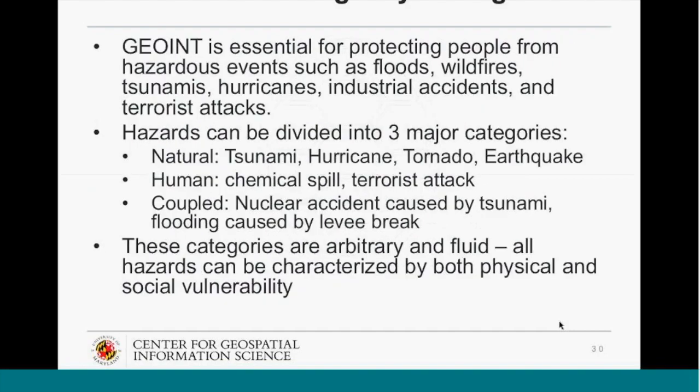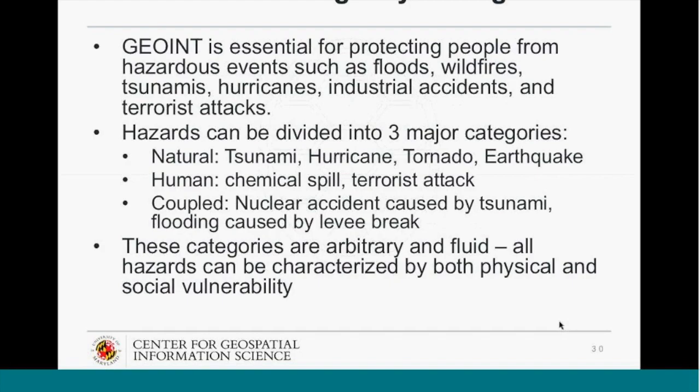All right, so let's move on to the main topic that I want to focus on for the rest of the lecture today, which is hazards and emergency management. GEOINT plays a critical role in this domain and is really essential for protecting people from hazardous events like floods, wildfires, tsunamis, hurricanes, industrial accidents, and terrorist attacks.